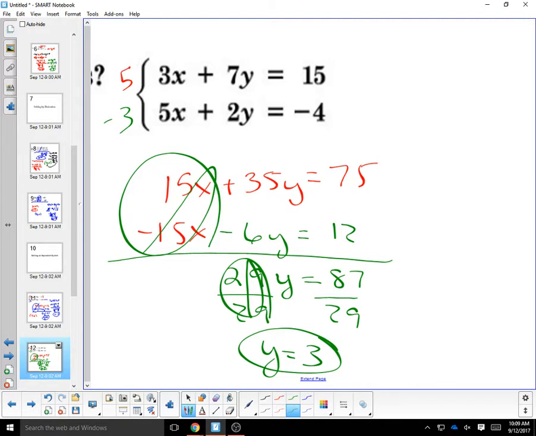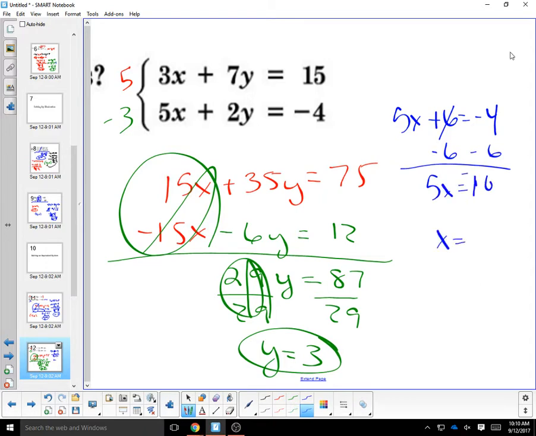Questions there? What are we going to do for x? Plug y into which one? Either one. I'm going to go with the top one. No, bottom one. 5x plus 6 is negative 4. Minus 6, minus 6, that's gone. 5x is negative 10. x is negative 2. There you go. Because when you divide by 5, negative 10 divided by 5 is negative 2.